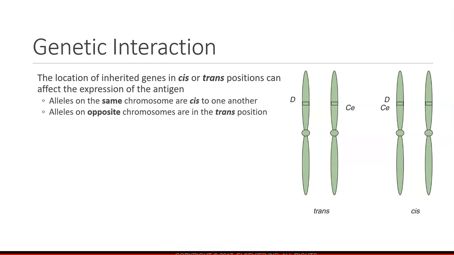If you look at the first picture, it's trans. We have the D on one side and big C, little e on the other. In the cis position, the D and the C and the E are on the same side. And that's how I keep these two terms separated. Cis, same side. Whereas trans is opposite side. So cis, same, cis, same. Anyway, that's what has helped me get these terms straight.